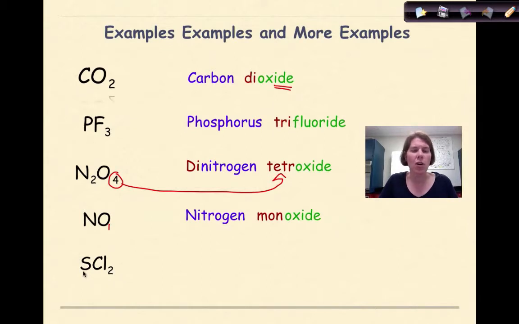Let's look at our last one, SCl2. So S is sulfur, so we'll write that first. There's 2 chlorines, we're going to use the di. And finally, chlorine will change the ending to IDE, so chloride. Here's some basic examples of binary molecular compounds.